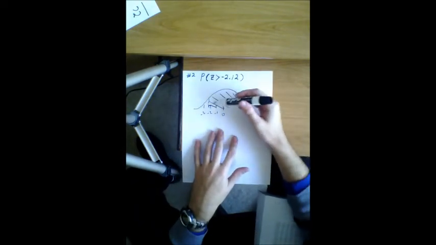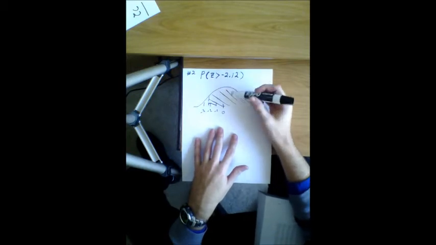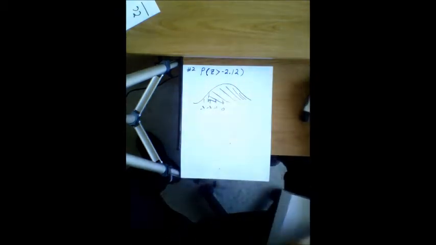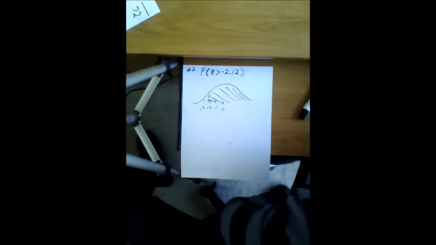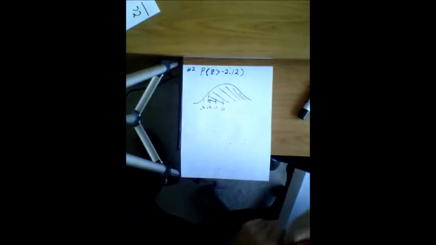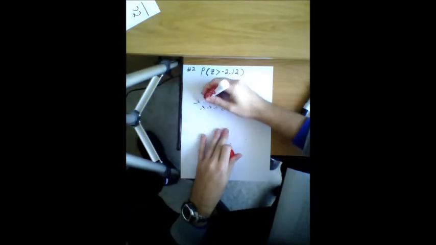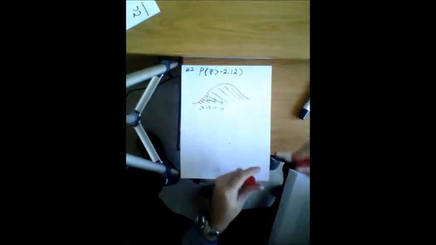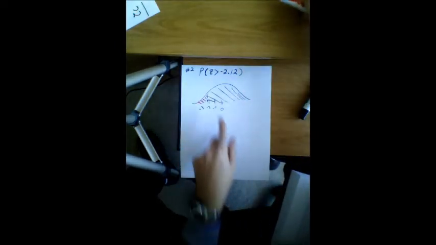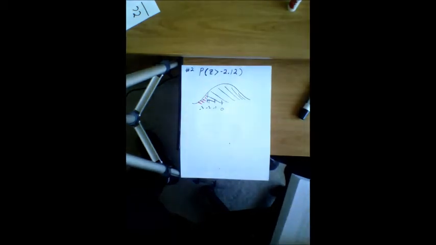You could go ahead and look up this value in your chart. It's going to give you a different value than that. If you look up -2.12 in your book, it's going to give you this value right here, which is not what we want. We want the black area.